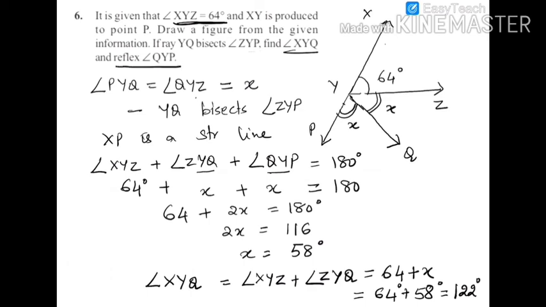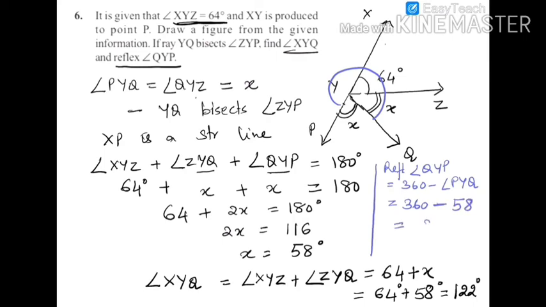Now the second part, reflex angle QYP, will be this angle as marked in the figure, that is 360 minus angle PYQ, which is x. So reflex angle QYP is equal to 360 minus angle PYQ, that is equal to 360 minus 58, which is equal to 302 degrees.